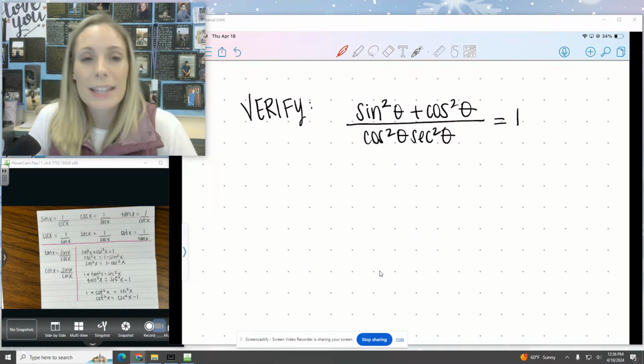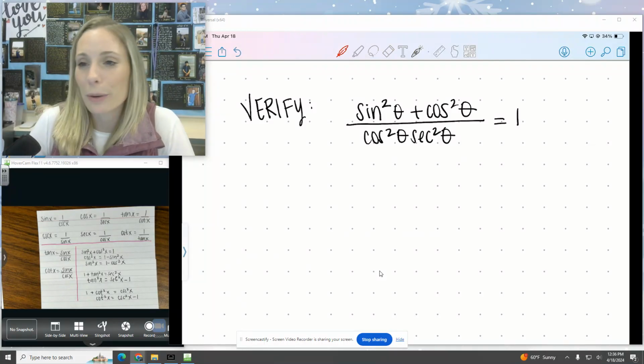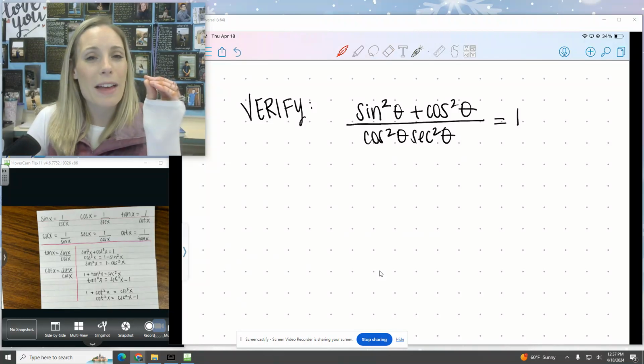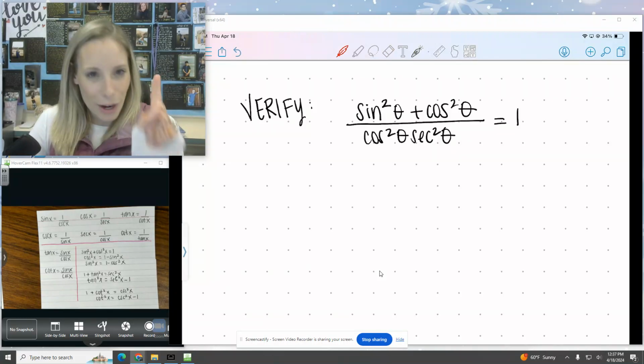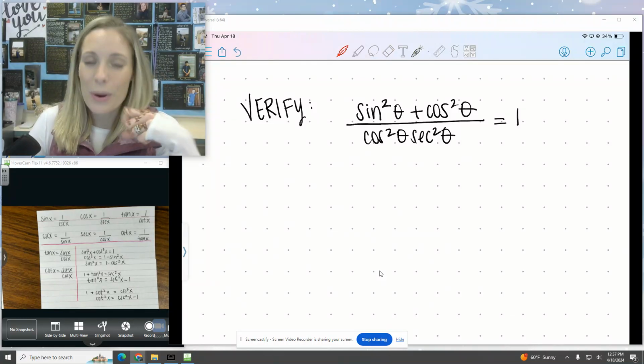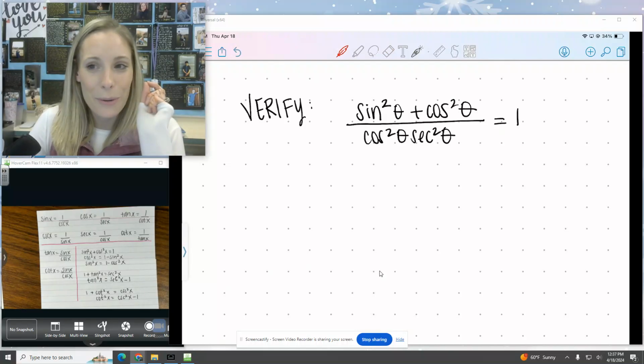Okay, so let's get down to this problem right here. We want to simplify it. We want to prove that this is 1. Just by that little talk I just gave you, a lot of you guys right now just said, woohoo, because you know exactly what to do.